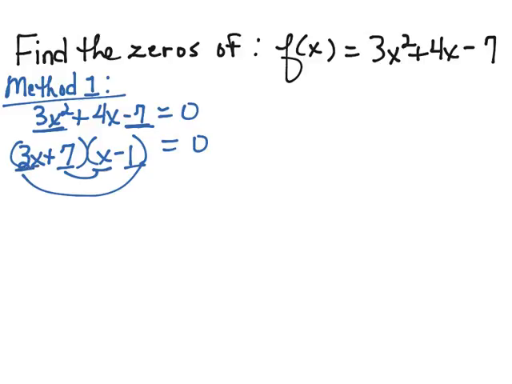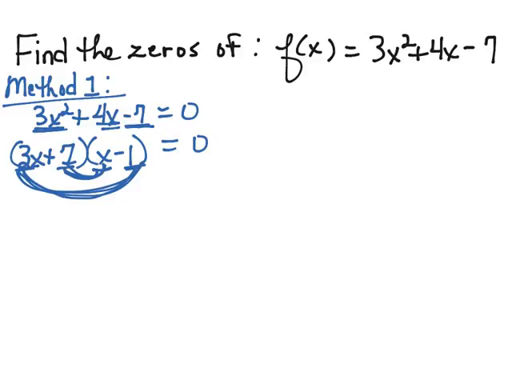3x times x is 3x squared. 7 times negative 1 is negative 7. And 3x times negative 1 is negative 3x. 7x added to negative 3x is indeed 4x. So we do have it factored correctly.